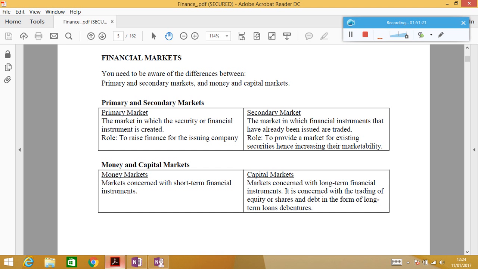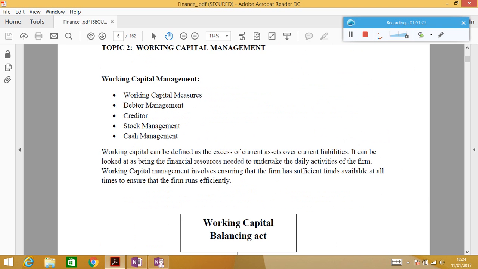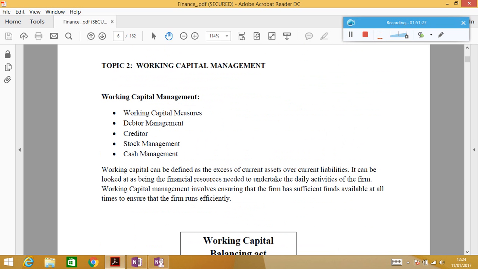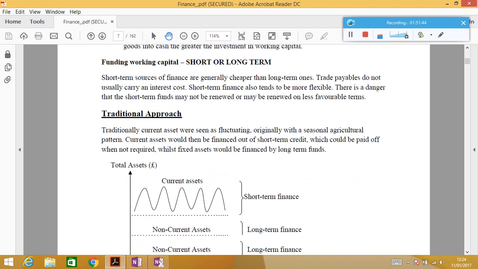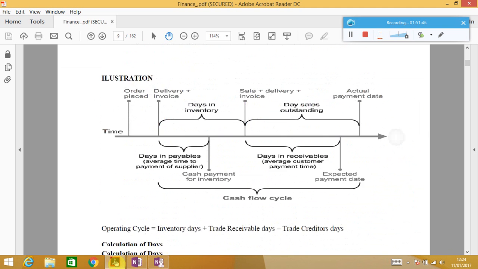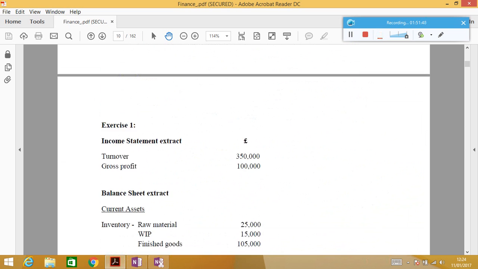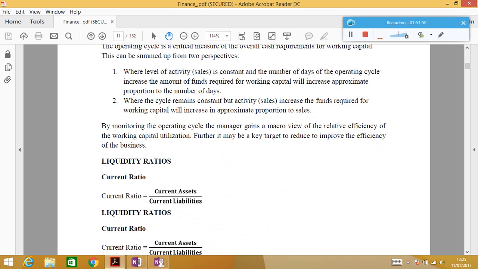So the next topic is going to be purely on working capital management. This whole topic is going to talk about working capital and it's very, very long. Let me show you. Look at that, working capital, very long, yeah? It has calculations as well. Ratios and all.